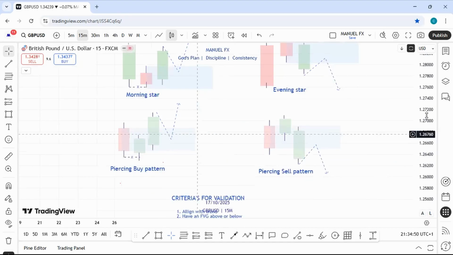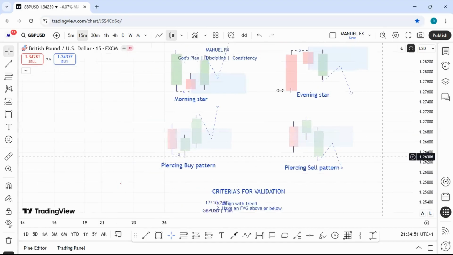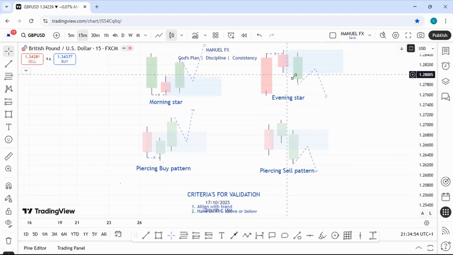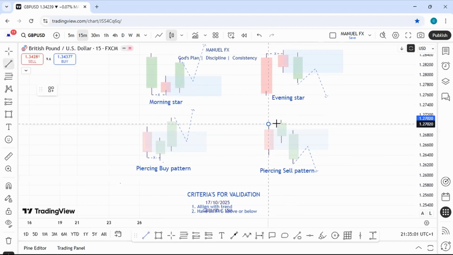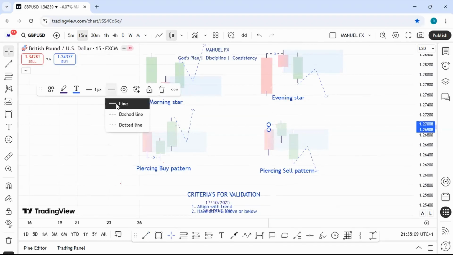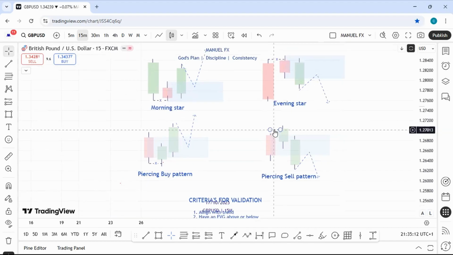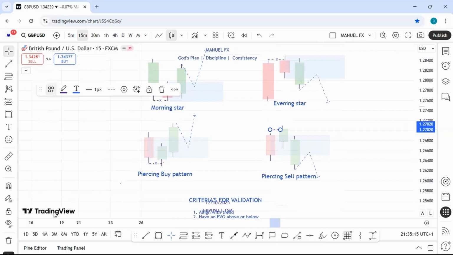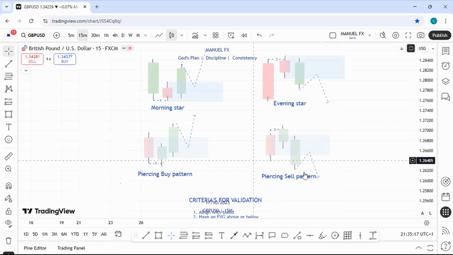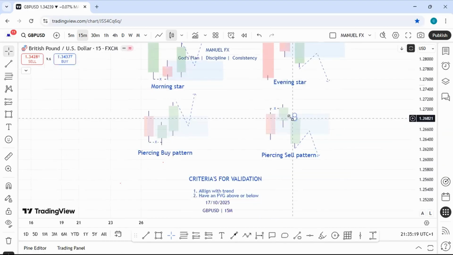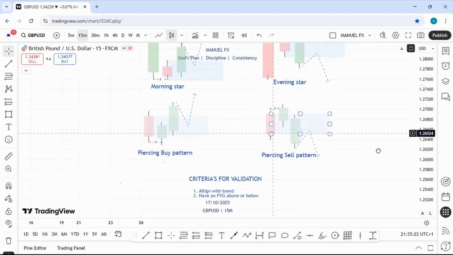So then for the sell piercing pattern, same thing, just as the evening star, but the only difference is that the third candle now engulfs both the second and the first candle. Remember, I told you that the second candle has to sweep the low of the first candle. It has to take out the first candle. Then the third candle now has to engulf both the second and the first candle.